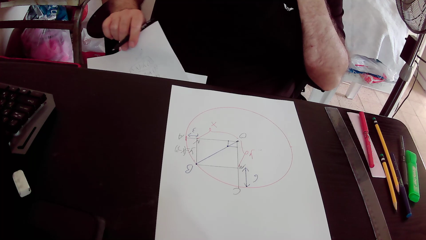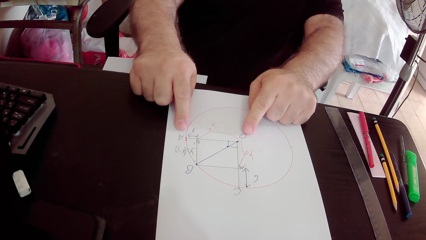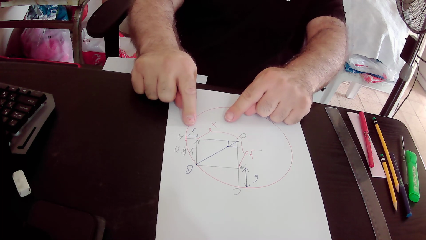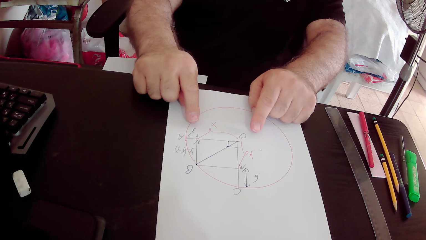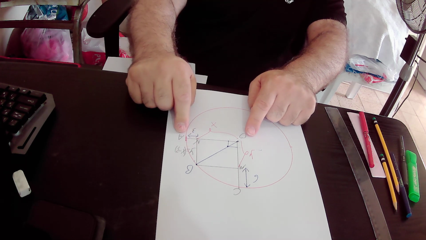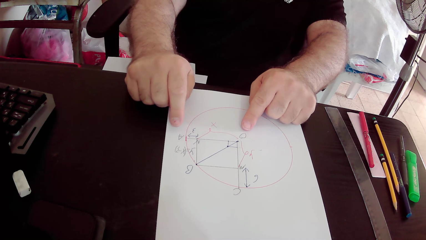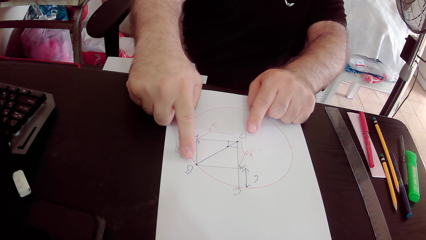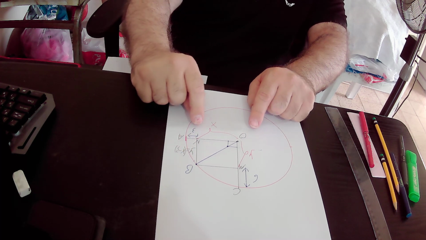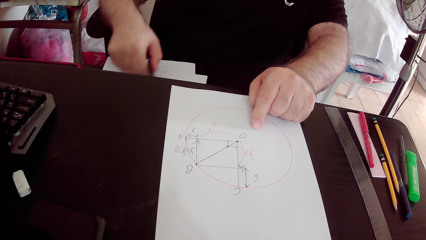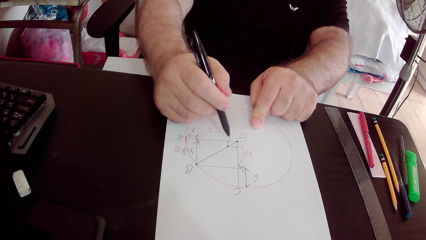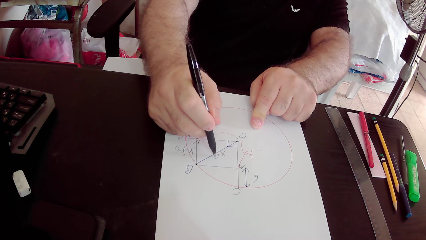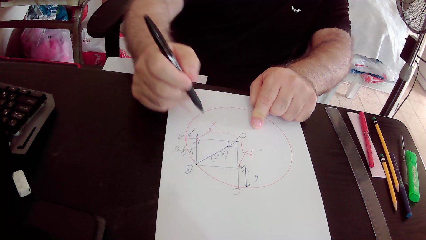But OA is also the radius of this circle, and OA equals x plus 3. So both OB and OA are radiuses of the same circle, and OA equals x plus 3. So OB, that is also the radius of this circle, will also equal x plus 3.